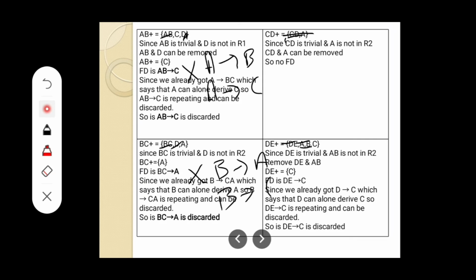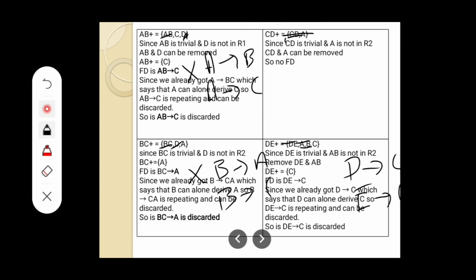DE determines C. Okay. So previously, do we have any functional dependency D determines C or E determines C? Let's check.